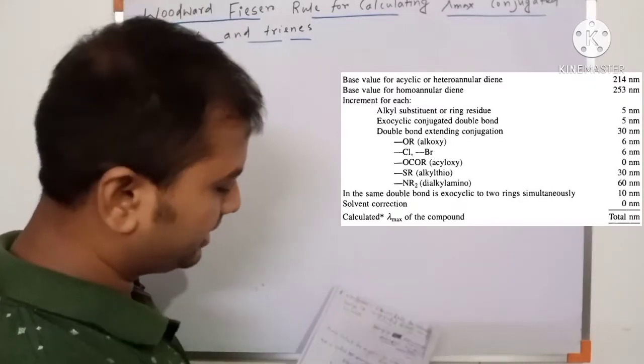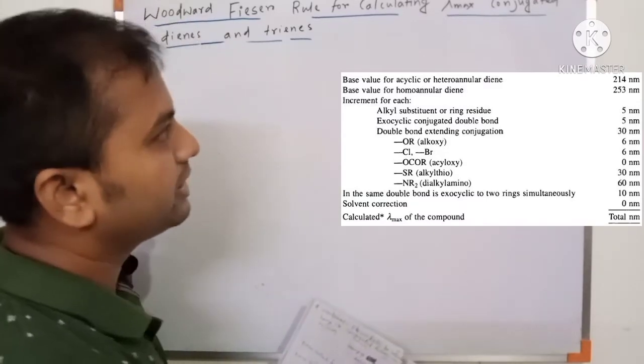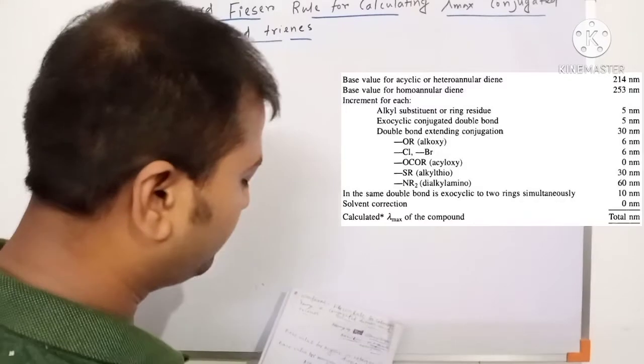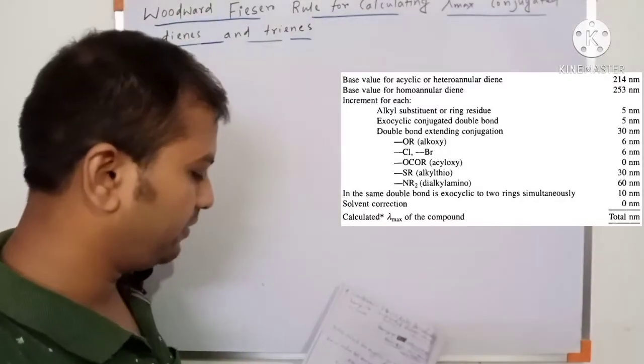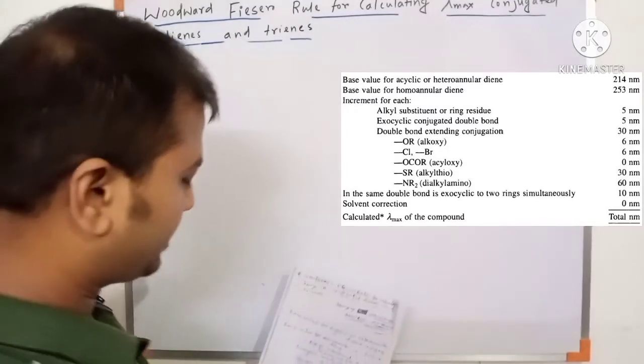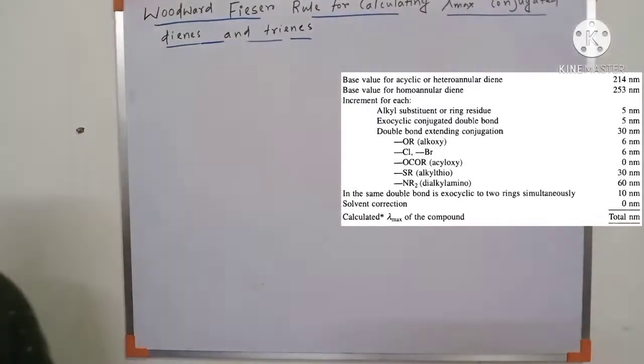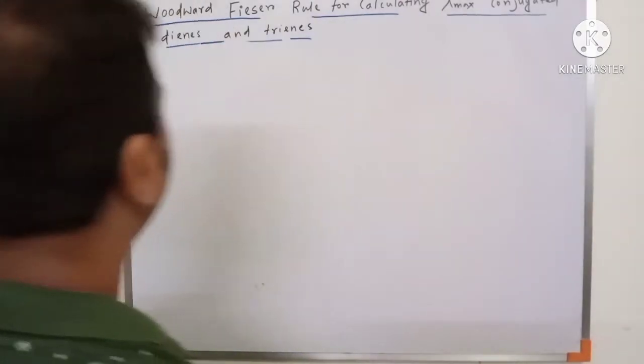Cl, Br is 6 nanometer. And OCOR is 0 nanometer. And solvent correction does not change, this is also 0 nanometer. And the total is the lambda max calculation. Lambda max calculated value is the total value. First, I discuss what is homoannular diene.